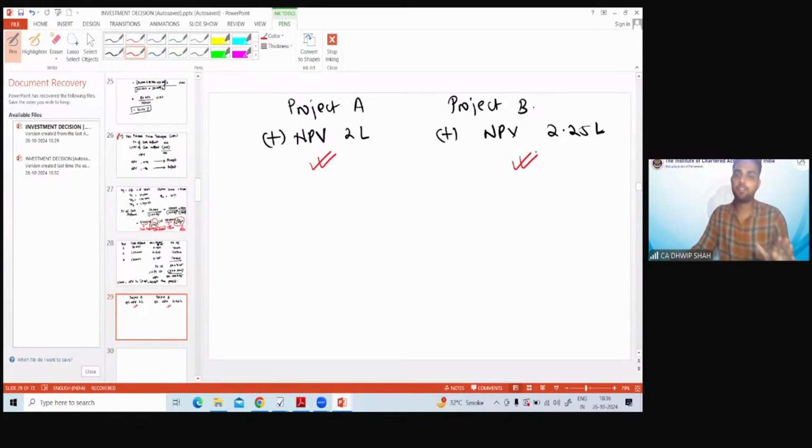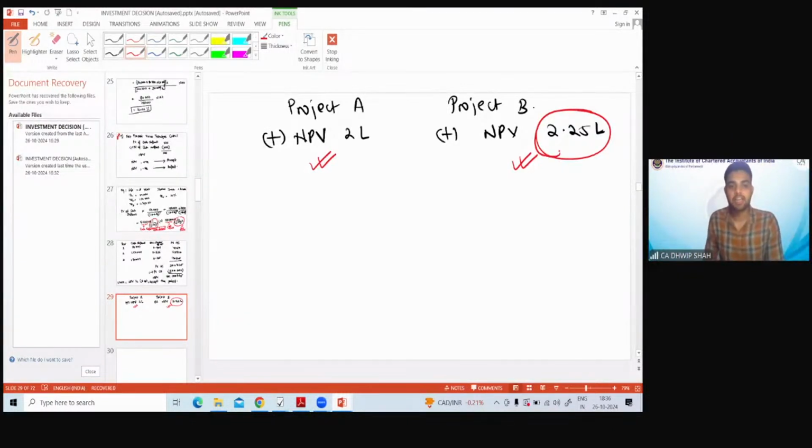But if the question says that both the projects are mutually exclusive, listen, pay attention to the word mutually exclusive. Mutually exclusive means you can select only one project from different options. So in that case, the company should go for the project that has higher NPV. Okay?